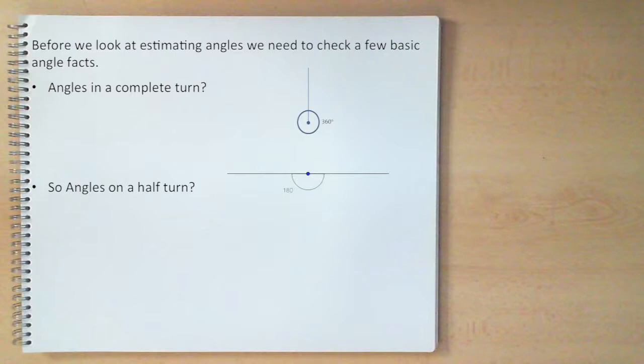And then finally, a quarter turn. Well, a quarter turn is a right angle. So a quarter of 360 degrees is going to be 90 degrees.